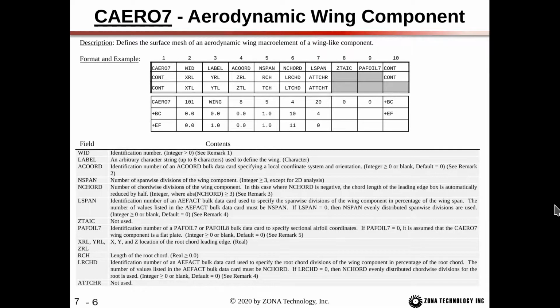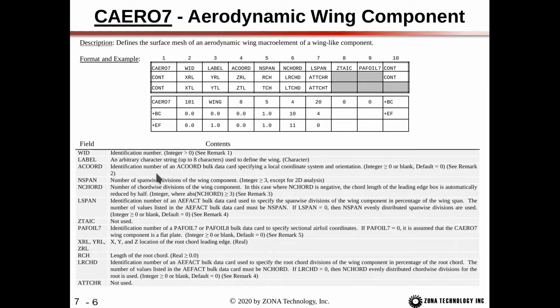Next we have the AEROZ bulk data card. This is an aerodynamic wing component. For any lifting-type surfaces or flat plate type of elements in your aircraft, you would use the AEROZ. WID is the identification number. Label is an arbitrary character string that you can use, or you can leave it blank.